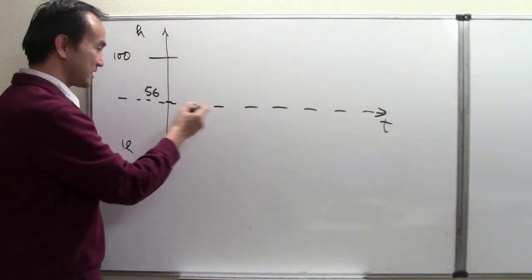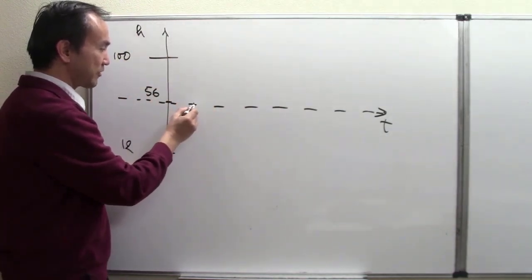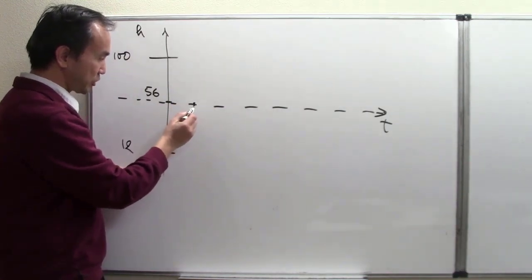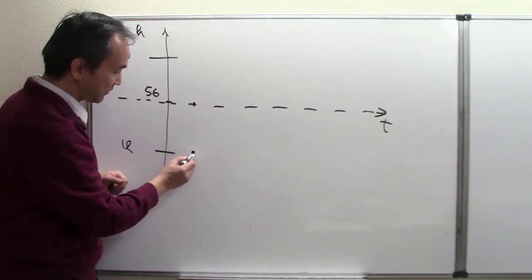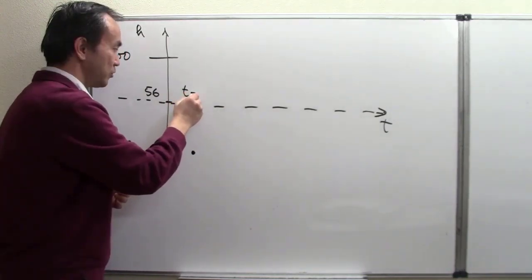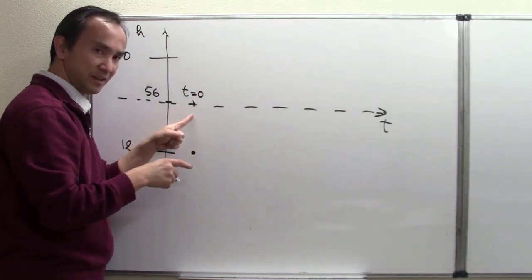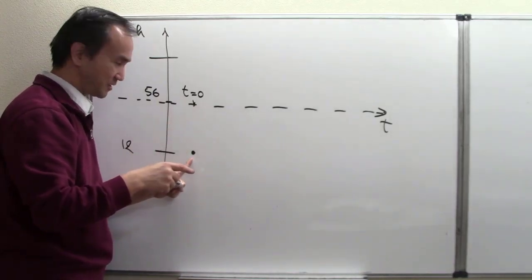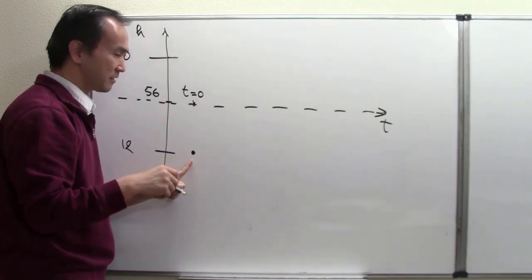So the start, you can just call that start right here. That's where we start. T equals 0 is here. But we're starting at 12 feet above the ground, so it's down here. Right? So T equals 0 is right here. And then at that starting point, we start at low.